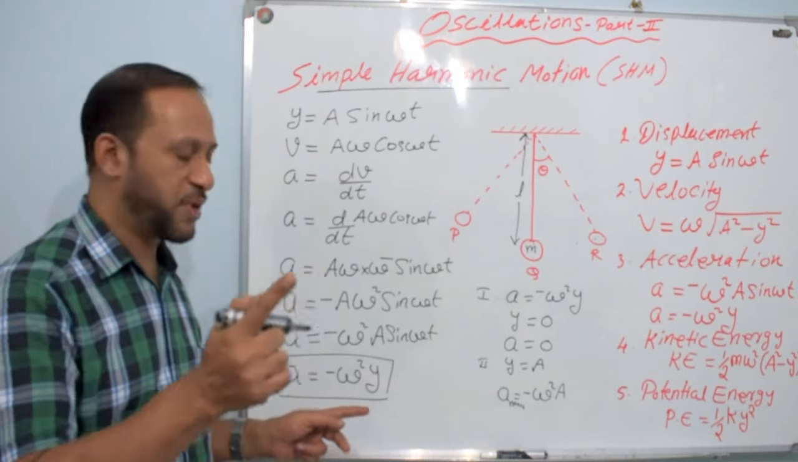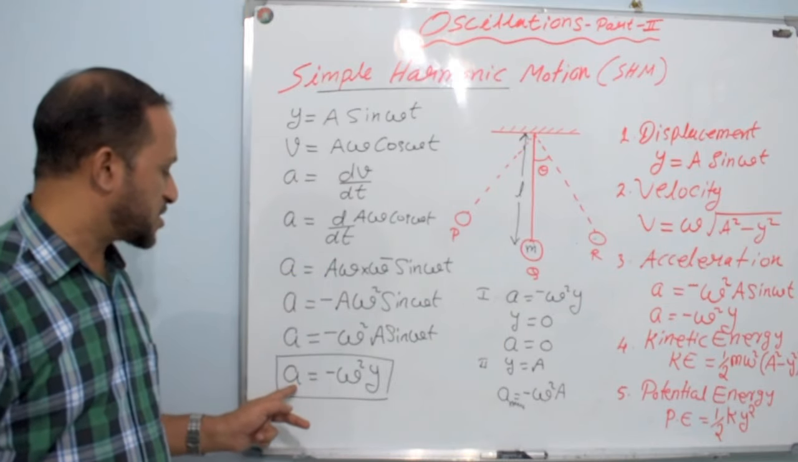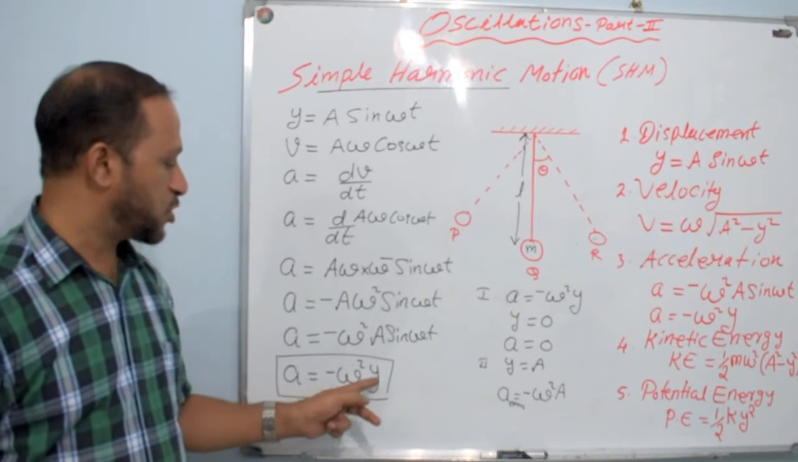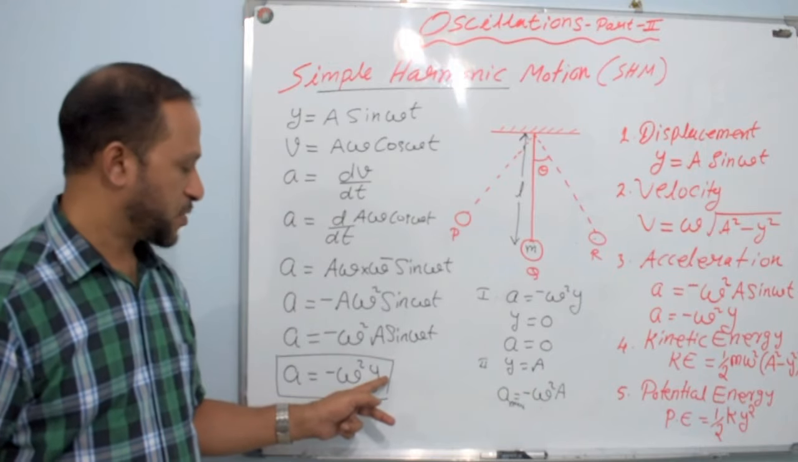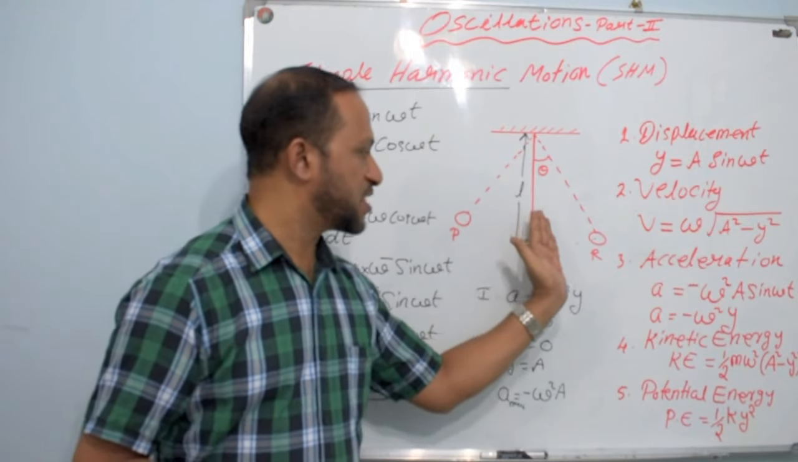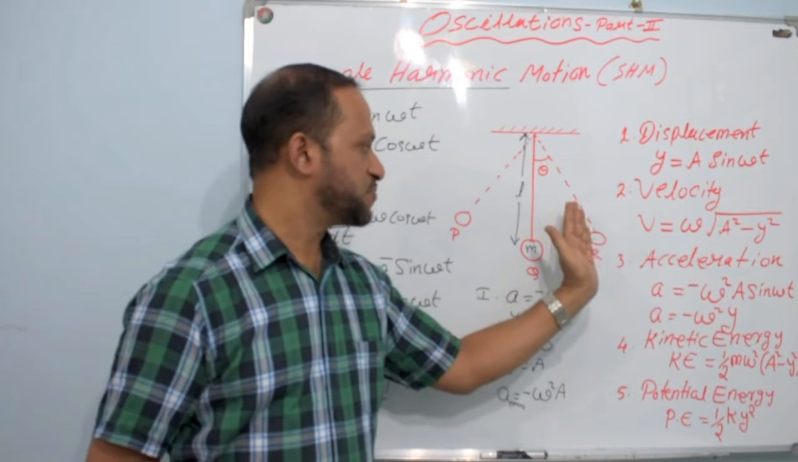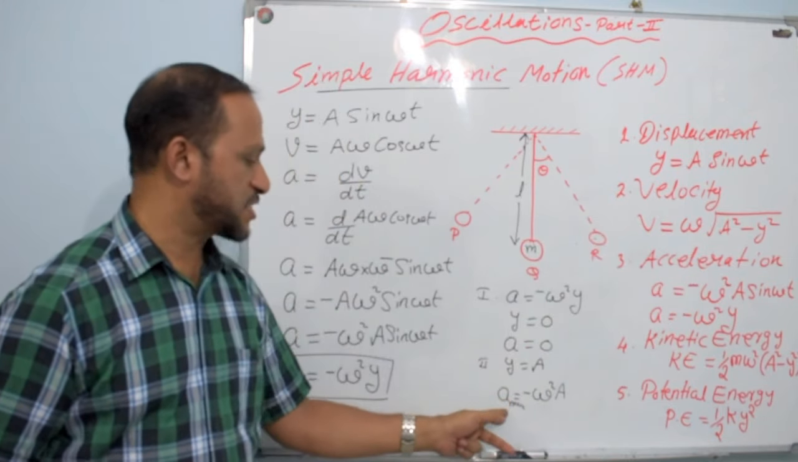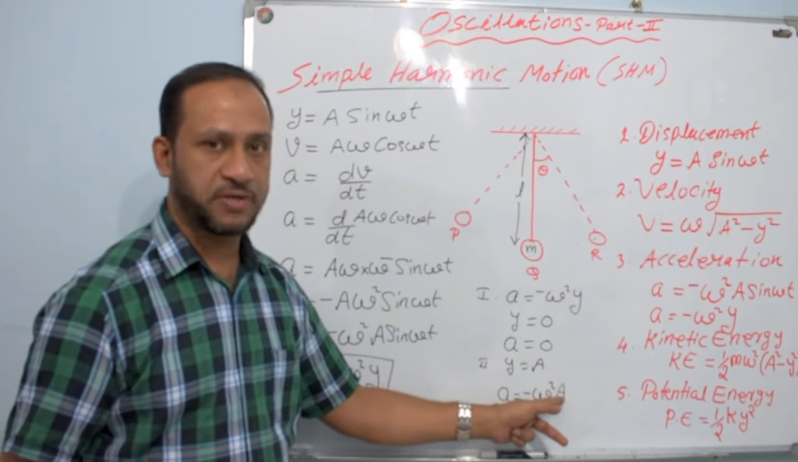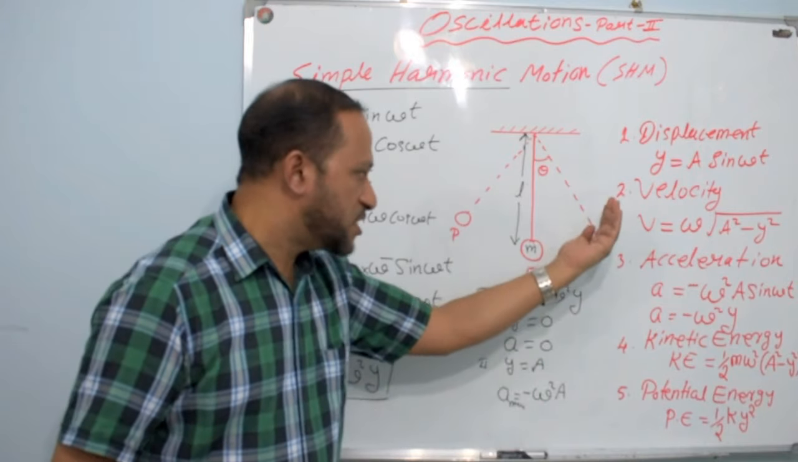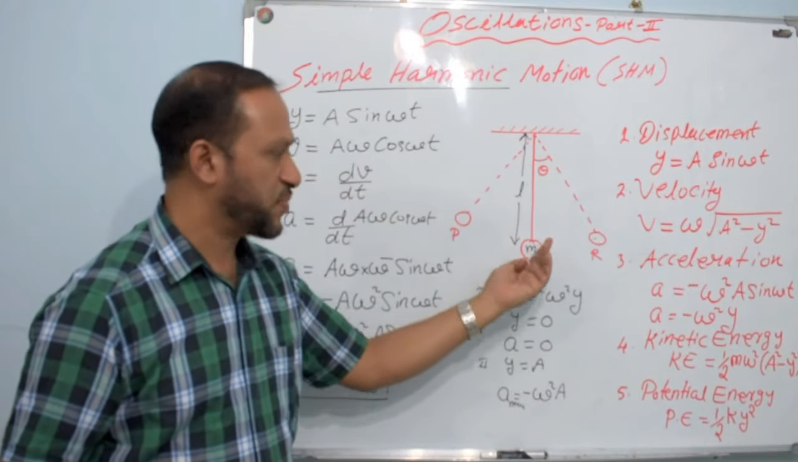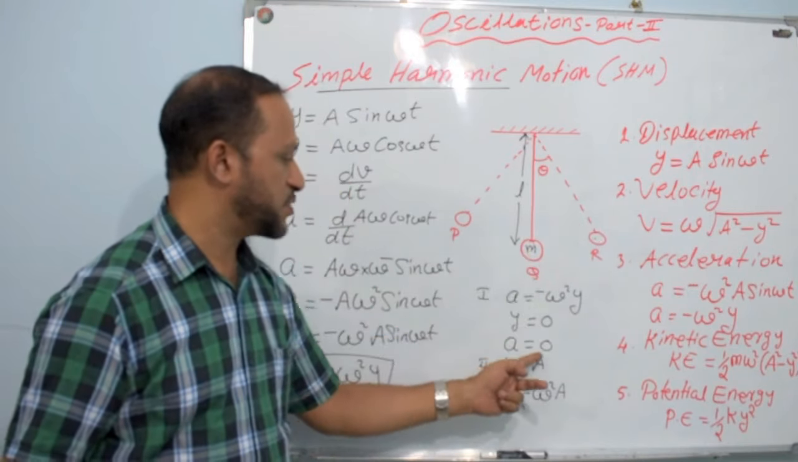For an oscillator, omega is constant. So acceleration is directly proportional to y, the displacement. This means when the displacement increases, acceleration increases. At the extreme position, it becomes maximum, that is minus omega square into a. When it returns back, acceleration decreases, and at this point, acceleration becomes zero.